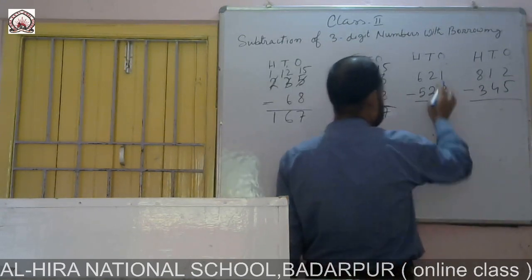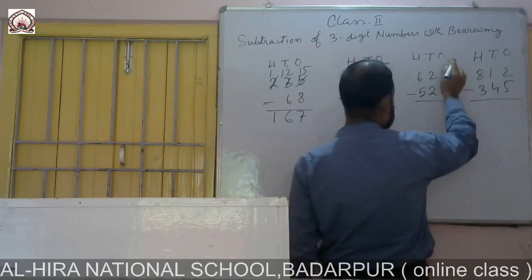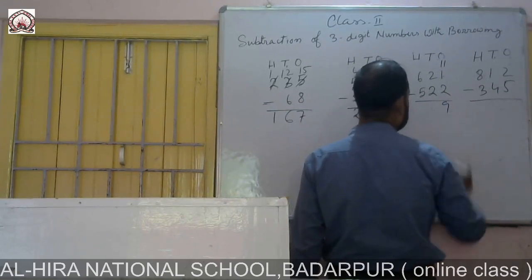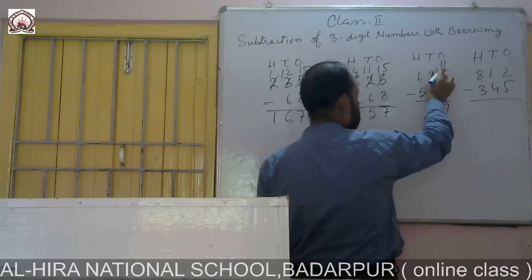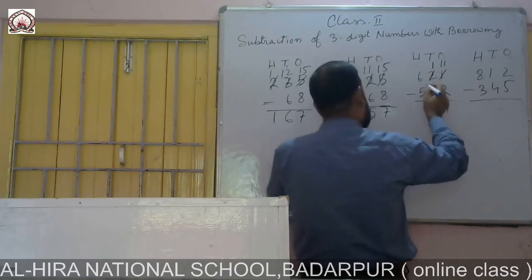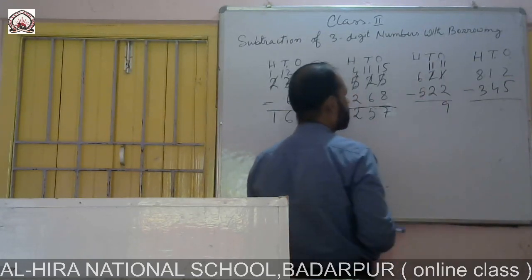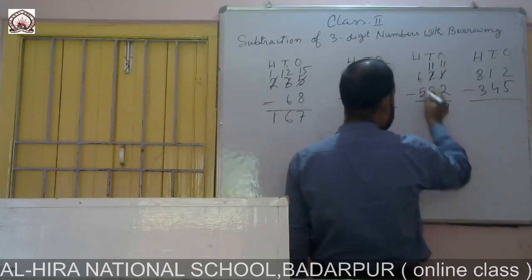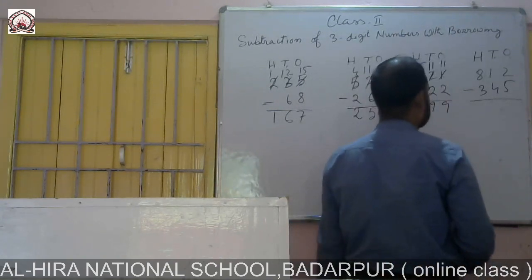Next, here is 1. 1 minus 2 can't, then carry 1, then there is 11. 11 minus 2 is equal to 9 and from this 2 I borrow 1, then there remain 1, then 1 minus 2 can't, then borrow 1 from this 6, then it is also 11. 11 minus 2 is equal to 9 and there remain 5. 5 minus 5 is 0.